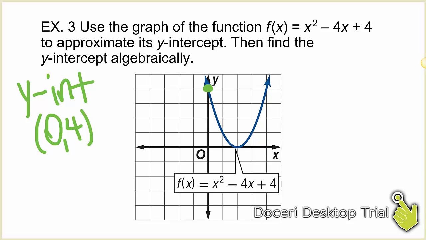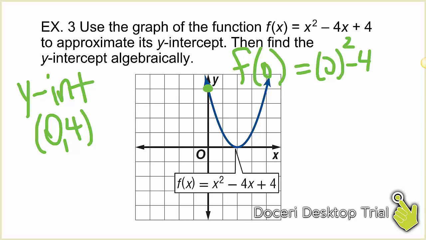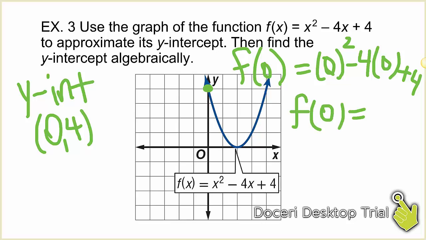Okay, now they want us to confirm that algebraically. So the y-intercept is always going to be when x equals 0. So if I plug in f of 0 into this function, that would be 0 squared minus 4 times 0 plus 4. Okay, I can see that all of that's going to zero out except for that 4 on the end. So f of 0 actually equals 4. So same thing, my y-intercept is actually at the ordered pair (0, 4).